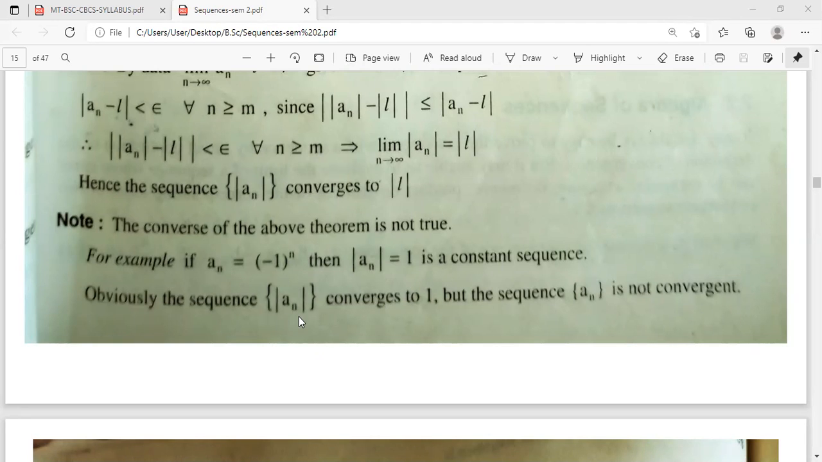The sequence modulus of a_n converges to 1, but the sequence a_n is not convergent. Again, as we saw with the oscillatory sequence, this is not convergent. Of course, this is a bounded sequence.